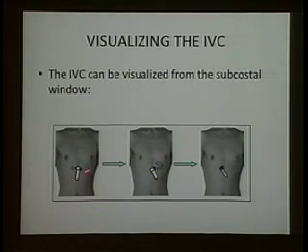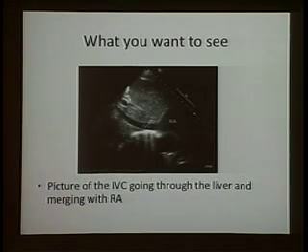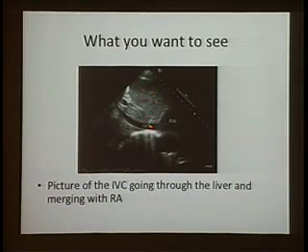Okay? And again, just to remember, you put your probe on the subxiphoid area, you tilt the marker towards the ceiling, and you aim towards the liver. That's how you get that view, and you get your liver, and you get the IVC.